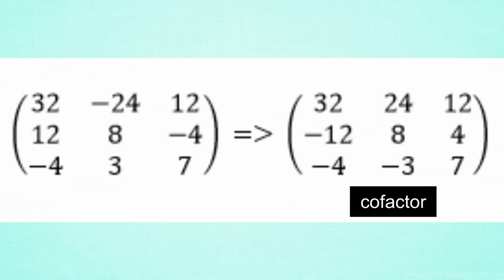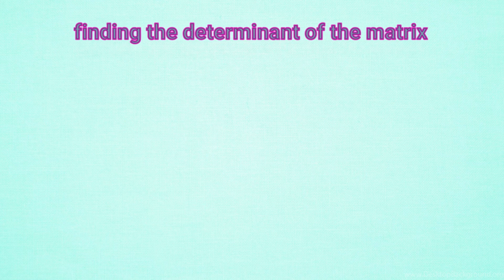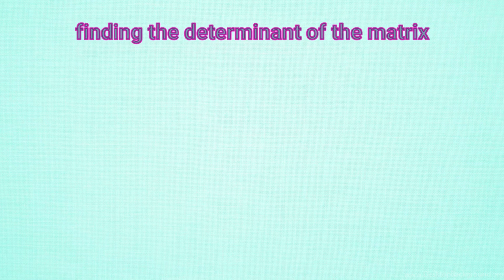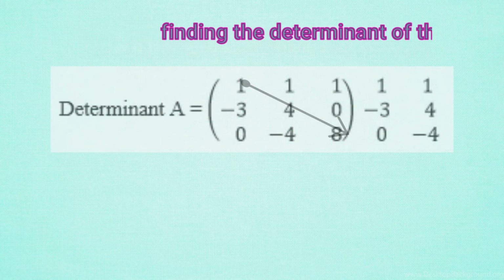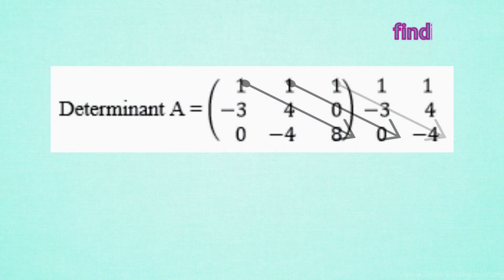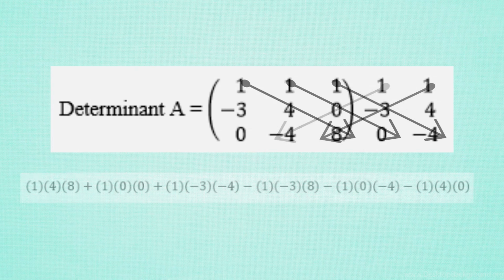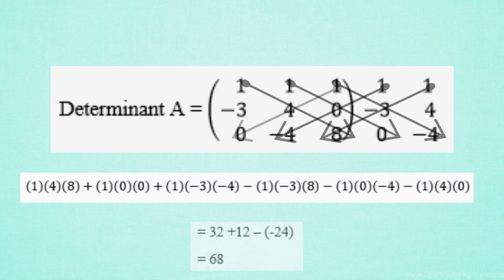Now to find the determinant for the 3 by 3 matrix. First, you can rewrite the first two columns, and then you take the product of the top left to bottom right diagonals, sum those up, and subtract out the top right to bottom left. And the determinant, you should be able to get 68.